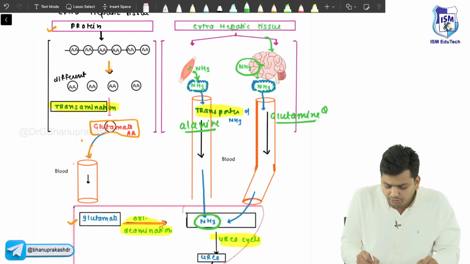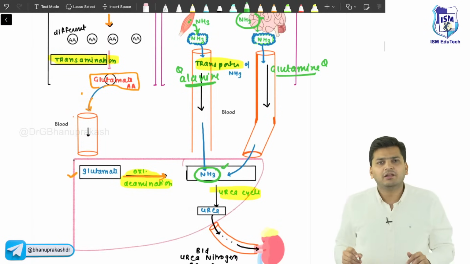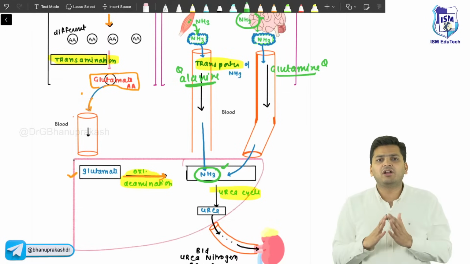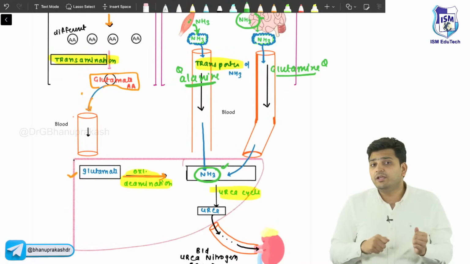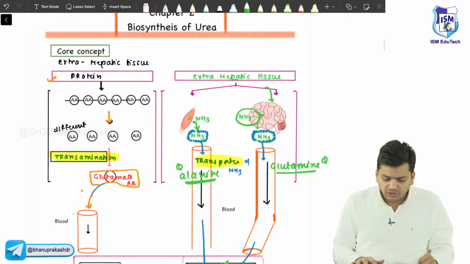So, these are the two important transporters of ammonia. And now the ammonia has come into the liver. And once it comes into the liver, our task is done. The liver is a factory that will convert the ammonia into urea by doing the urea cycle. So, four steps of the biosynthesis of urea. What are the four steps?